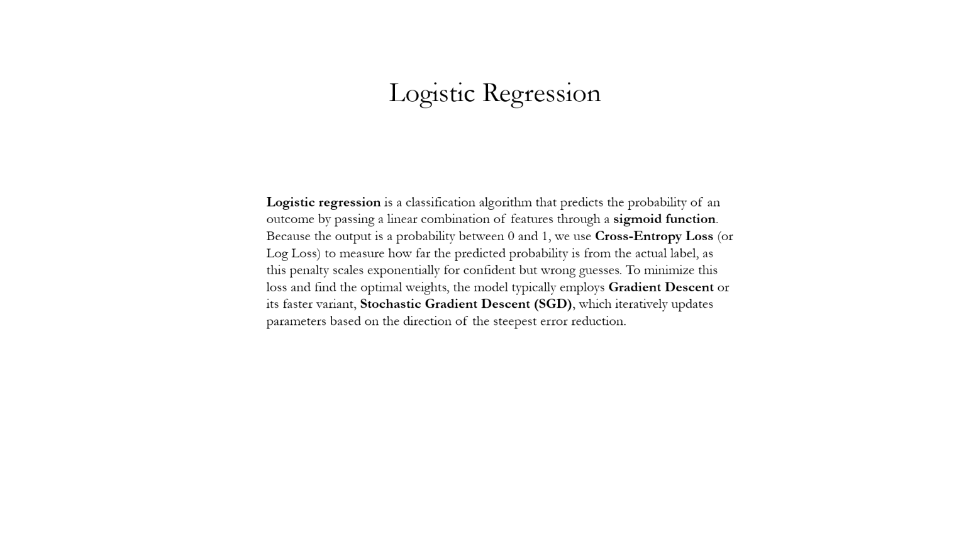Logistic regression is a classification algorithm that predicts the probability of an outcome by passing a linear combination of features through a sigmoid function. Because the output is a probability between 0 and 1, we can use something called a cross-entropy loss, or log loss, to measure how far the predicted probability is from the actual label, as this penalty scales exponentially for confident but wrong guesses. To minimize this loss and find the optimal weights, the model typically employs gradient descent or its faster variant, stochastic gradient descent, which iteratively updates parameters based on the direction of the steepest error reduction.